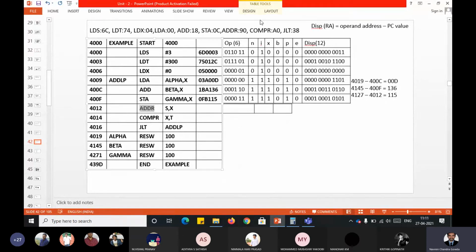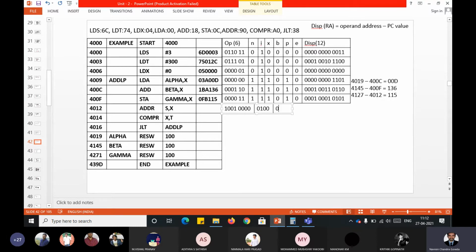What is the register value of S? I hope you remember from the previous class, you have to remember the register number values as A X L, B S T F, PC SW. A is 0, X is 1, L is 2, B is 3, S is 4. So I'll write 0100 for S, and X is 1, so 0001. Based on this, the object code you got is 9041.